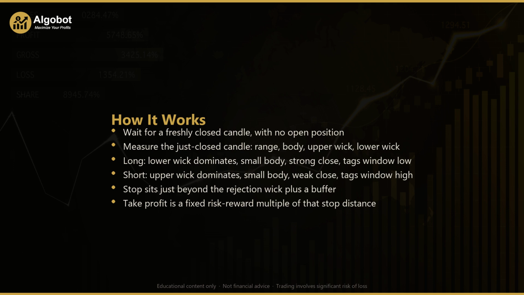When a long signals, the entry is taken at the current ask price. The stop loss is placed just below the hammer's low, pushed a little further by a buffer fraction of the candle's range. The risk is the distance from entry to that stop.